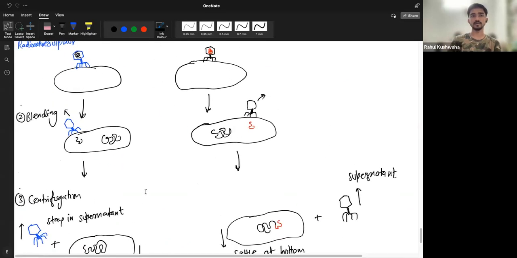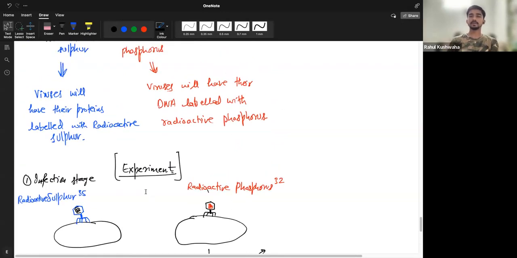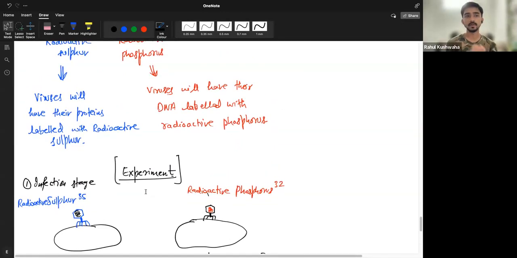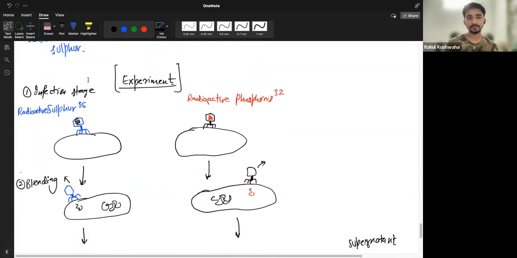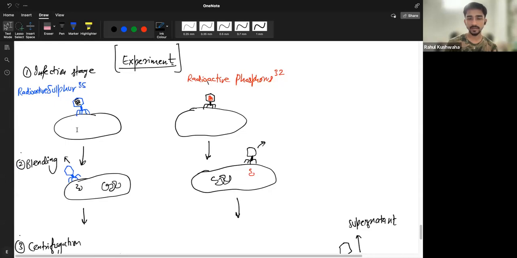So if you look at the experiment, this is how it is. We culture the viruses in two different conditions: radioactive sulfur and radioactive phosphorus. In one case, the protein of the virus will get labeled. In another case, the DNA of the virus will get labeled. Since they both are radioactive labels, we can visualize them because they will send an active signal, which will glow. In the experiment, the first was the infection stage where both the viruses will infect. Sorry, I forgot to draw their own DNAs here. So I will just mark everything.